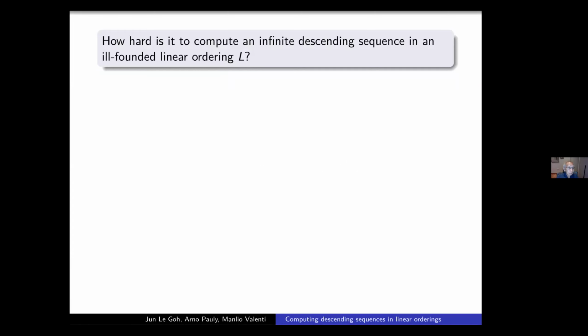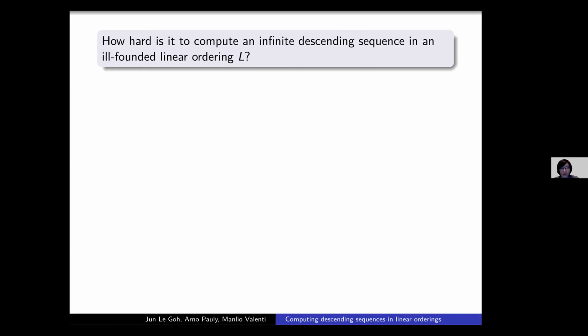Okay, so informally speaking, this is the main question that we will address today. Namely, how hard is it to compute an infinite descending sequence if you're given an ill-founded linear ordering L? Okay, so what do I mean by this question? Right now, this is an informal question, so it's not stated in a formal framework. But for example, one thing that we can say right away is that there are computable ill-founded linear orderings with no hyperarithmetic descending sequences. These are known as Harrison orderings. So we know that this question is not going to be too easy, at least. You're not going to be hoping to find an arithmetic descending sequence all the time or anything like that.